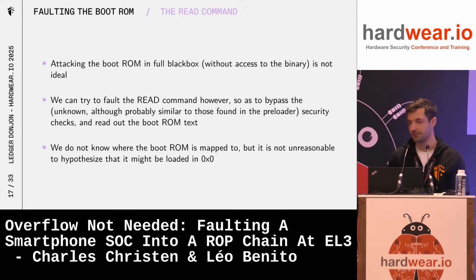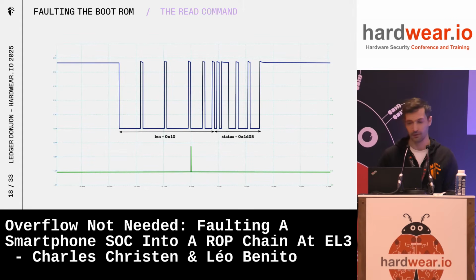The only thing is we do not know where the bootrom is mapped to, but we can reasonably assume that it's mapped at 0, and so we can just try and read there and fault the check. Alright, so here we are trying to read hex 10 not bytes, words or half words. There's actually two different versions of the read command. You can read in increments of words or half words.